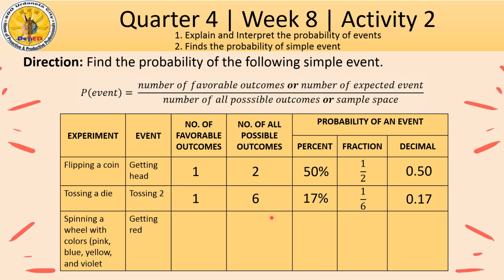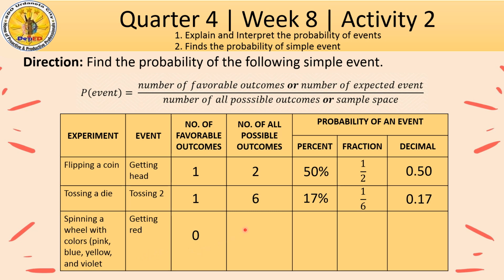Okay, and last, we have spinning a wheel with the colors pink, blue, yellow, and violet. Now, the event is getting red. So, if you're going to spin a wheel, what is the chance or what is the probability that we will get red? But first, we will find the number of favorable outcomes. So, how many red are there in the wheel? Okay, the answer is 0 because there is no red color in the wheel.